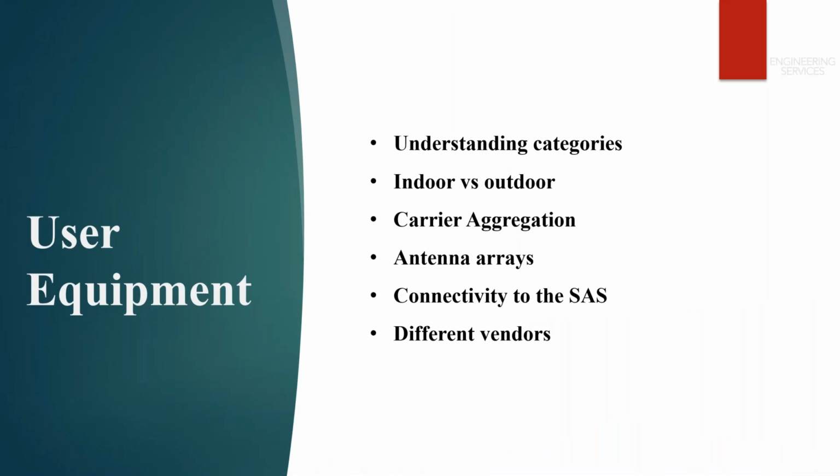So user equipment is the first device seen by the customer. Whether it is mounted on their house or sitting in their kitchen window, it is there at the customer's location. The UE has several different aspects to look at to choose which is best for your system. Here are some points to consider when looking at your UE. We will start by discussing the LTE UE categories, then indoor versus outdoor, carrier aggregation on the user equipment, the antenna arrays, and the connectivity to the SAS.